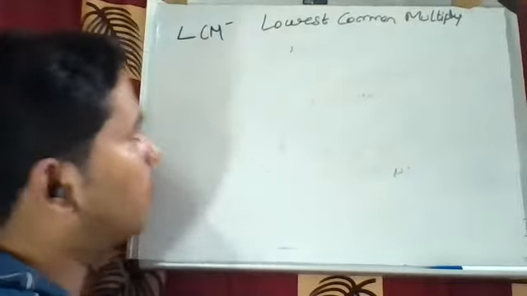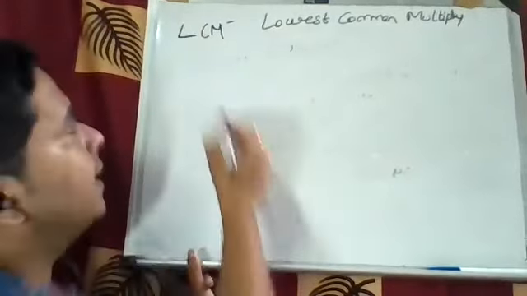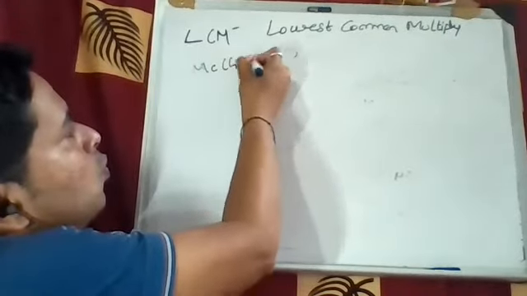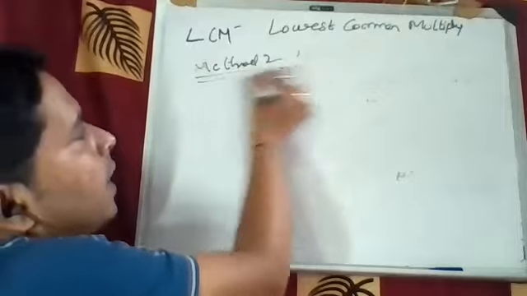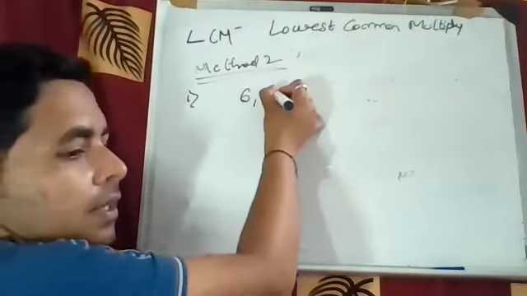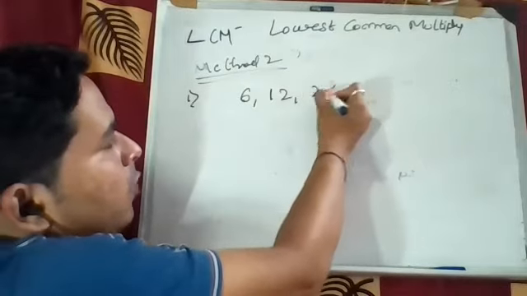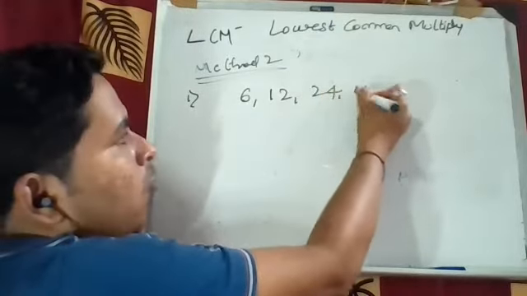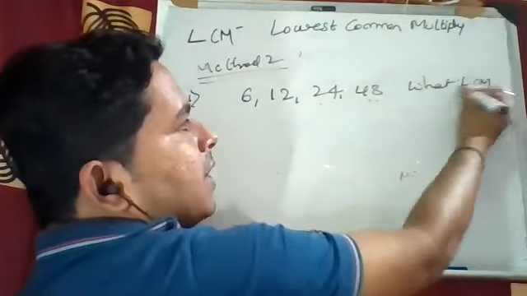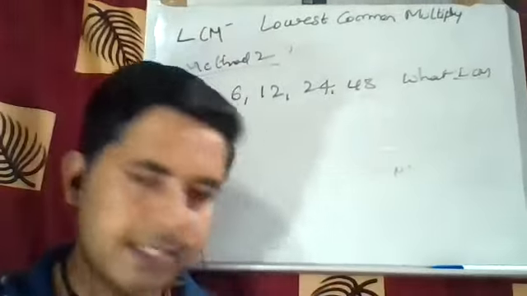So I'll take now, that is one method. I'll take the next method now. Method 2. So in method 2, what happens? Just take one question: 6, 12, 24 and 48. So what is the HCF? What is the LCM? Which of these is the LCM?